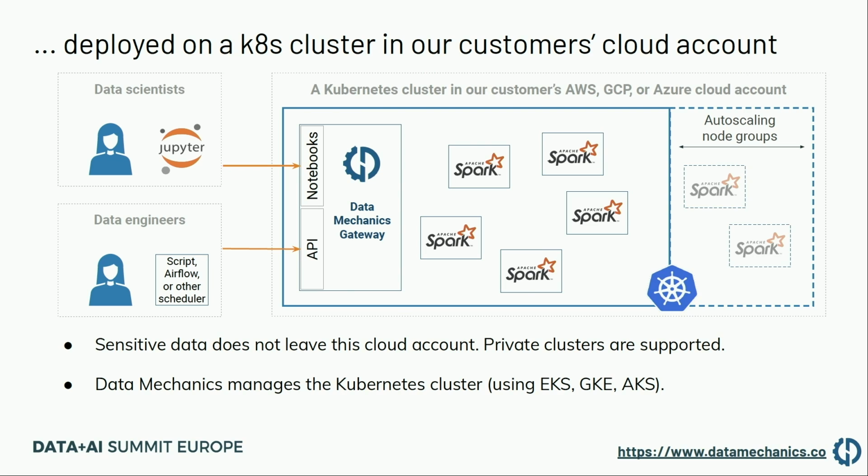Now, on the architecture side, our platform is deployed on a Kubernetes cluster in our customer's cloud account. Why? Because this means our customer's sensitive data does not leave their cloud account. In fact, the Kubernetes cluster can be made private. Now, inside this cluster, there's one service running all the time that we call the Data Mechanics Gateway, and this is the entry point for starting Spark applications. You can either connect a Jupyter Notebook or submit applications programmatically through our REST API or our Airflow connector. Once the application hits the gateway, we're going to deploy, configure, and scale the corresponding Spark application. We also manage the underlying Kubernetes nodes to scale the cluster up and down based on load.